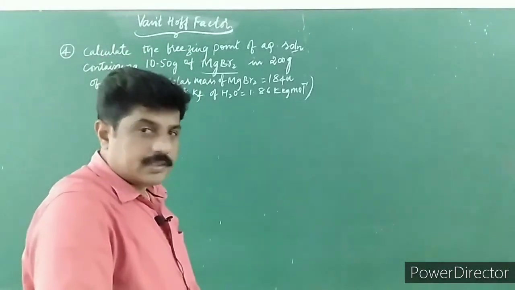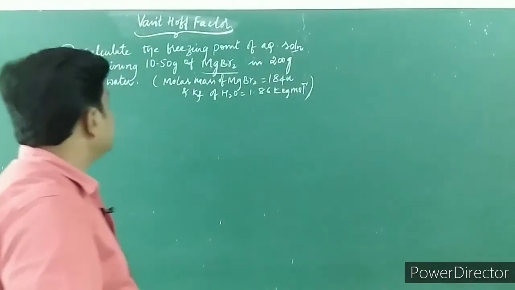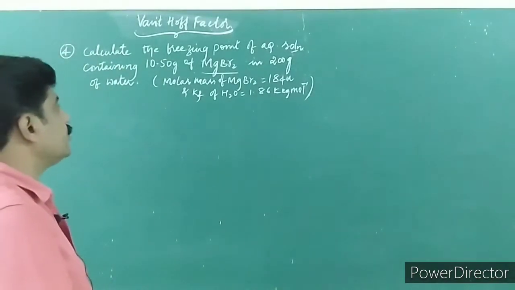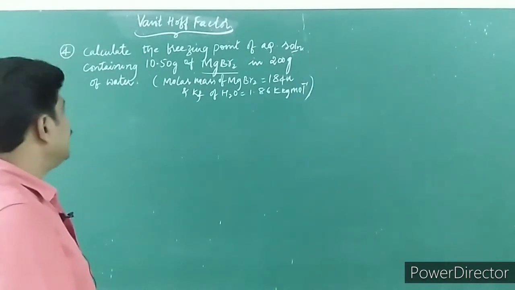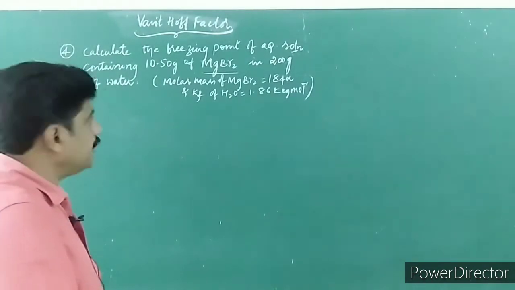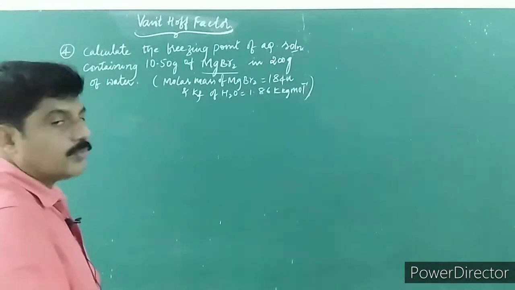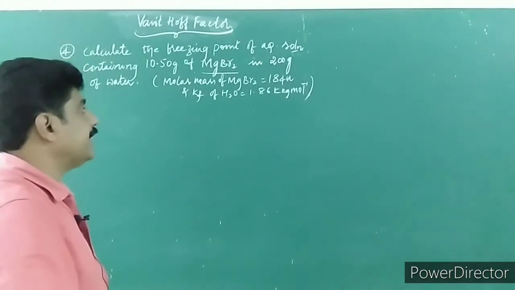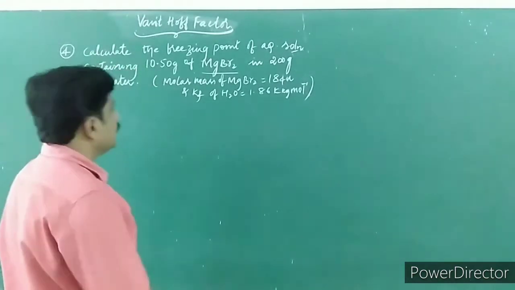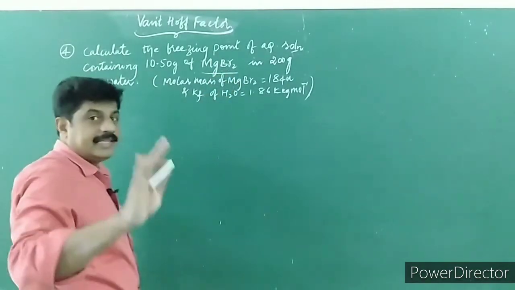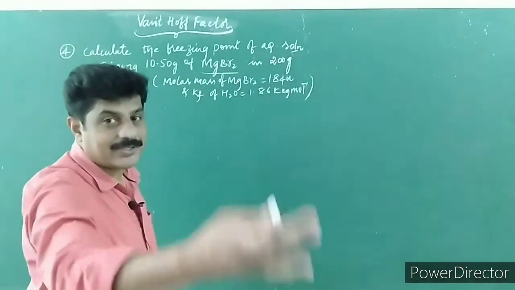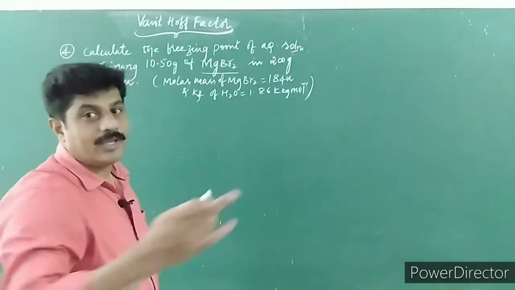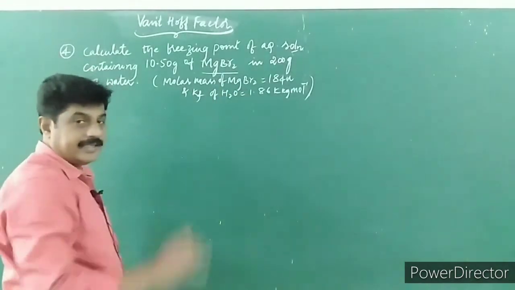Let us go for the next numerical on Van't Hoff factor. Calculate the freezing point of aqueous solution containing 10.50 grams of magnesium bromide in 200 grams of water. Given molar mass of magnesium bromide is equal to 184 unified mass and Kf of water is equal to 1.86 Kelvin kg per mole. Children, remember magnesium bromide is an electrolyte which undergoes dissociation. That means Van't Hoff factor plays an important role in the determination of delta Tf.